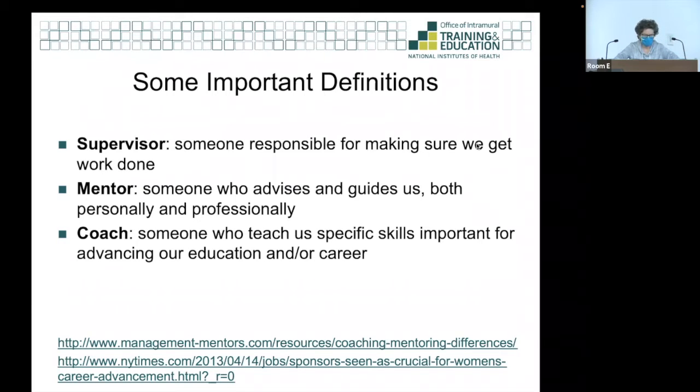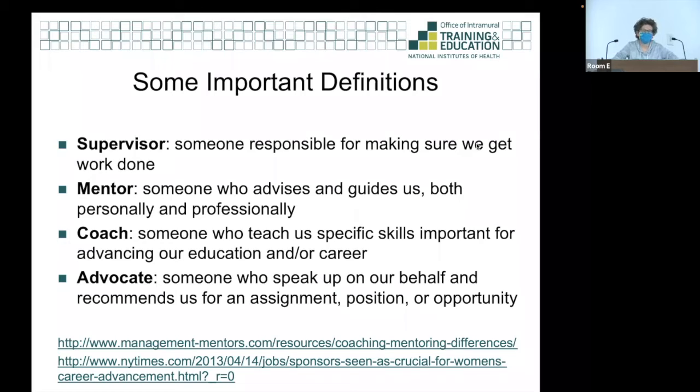But when we think about school and work, coaches teach us specific skills important for advancing our career goals, our educational goals, et cetera. So a coach could be a writing coach. A coach could be a well-being coach, someone to help us deal with our stress management. A coach could actually be within the research space teaching us a particular tool or technique. And then one last definition that I want to talk about is that of an advocate. Advocates are individuals who speak up on our behalf. They recommend us for assignments, for positions, for opportunities. They talk about us to others.